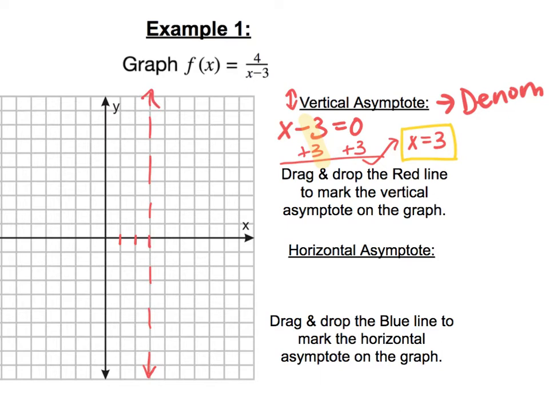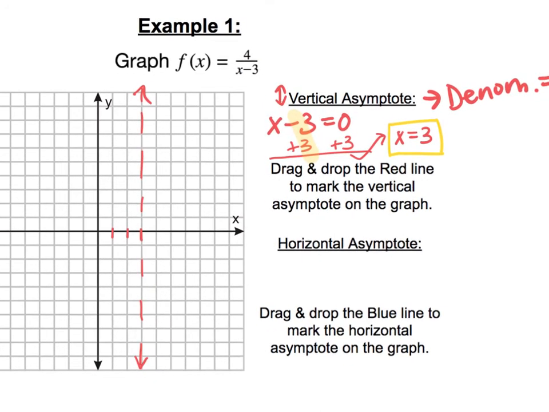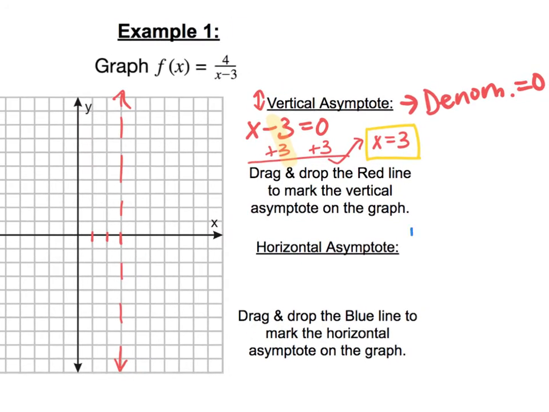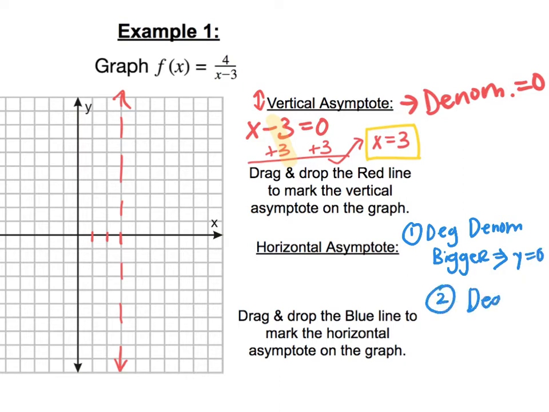The next thing we are going to do is our horizontal asymptote. Remember, there's sort of two cases. The first case is if the degree of your denominator is bigger than the numerator, the one on top, then it's going to be y equals 0. Your second case is if the degrees are equal, then you're going to do a divided by b, and a and b are just like your numbers out front.